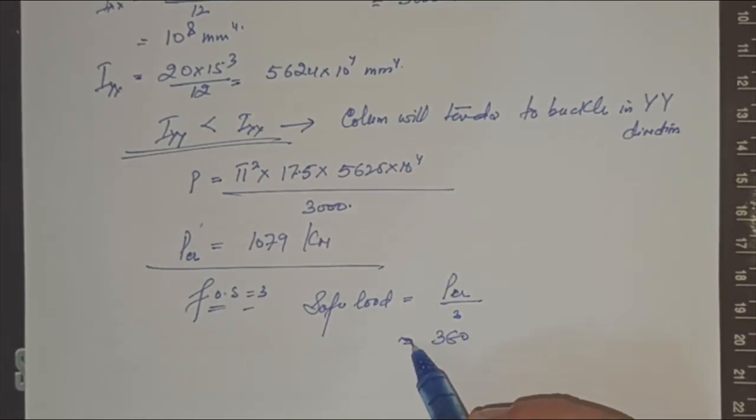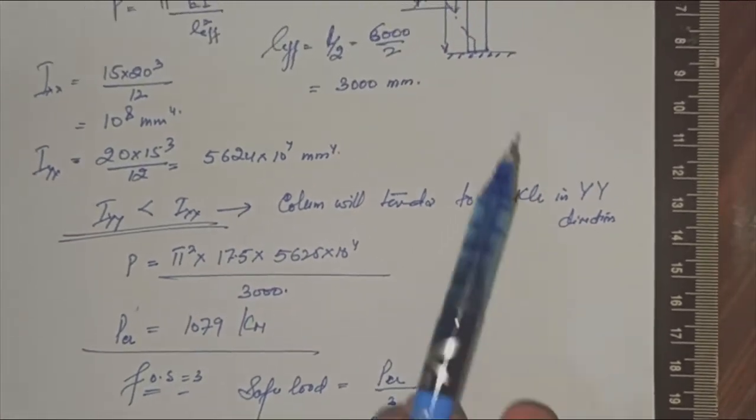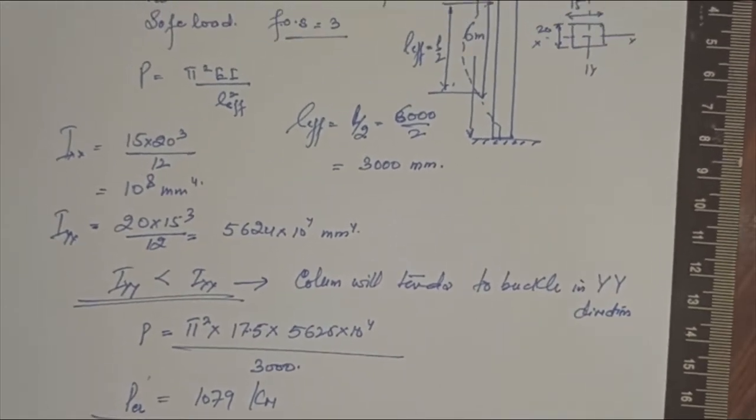This is approximately equal to 360 kilonewtons. So at 360 kilonewtons, see how much the load has now reduced. At around 360 kilonewtons, this is the safe load, and you can operate your mechanism, you can operate your structures at this 360 load.